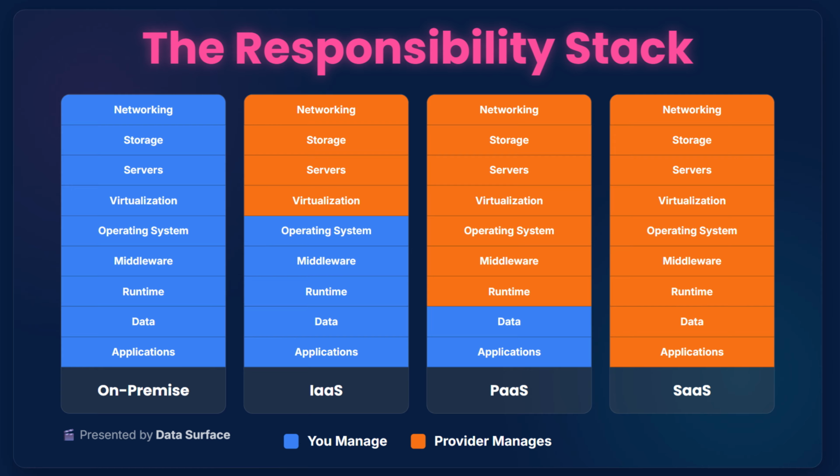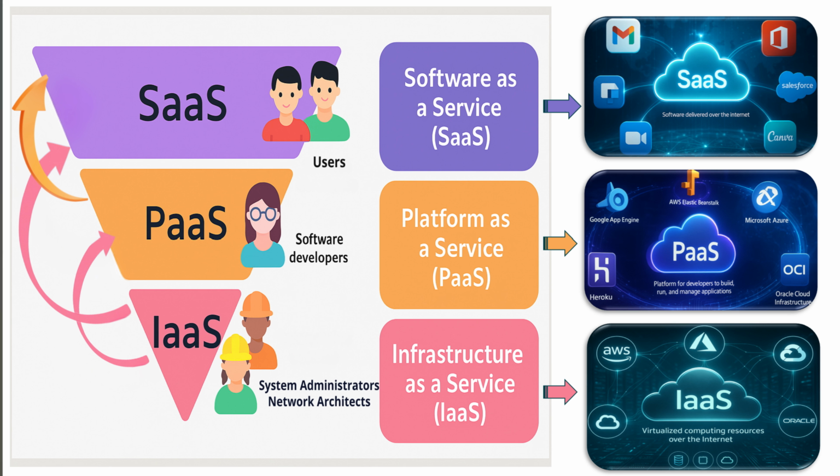So as you move from on-premise to infrastructure as a service, from infrastructure as a service to platform as a service, from platform as a service to software as a service, your effort goes down and the convenience goes up, right? So that's all. There you have it. From renting virtual servers to simply using ready-made software, you now understand what is meant by as a service. It's all about choosing the right model, the one that fits your goals, your team and your comfort level.